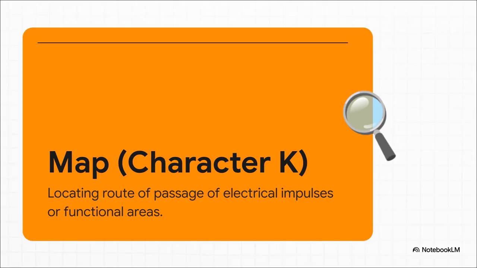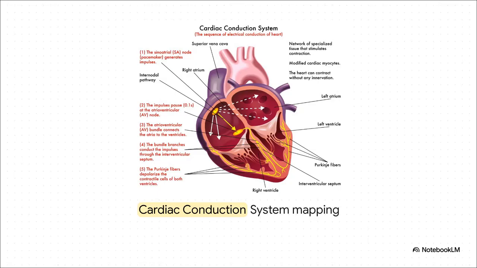Next up, we have MAP, which is character K. Now, mapping represents a very, very narrow range of procedures. It's totally focused on locating the route of electrical impulses or specific functional areas in the body. In fact, you're really only going to use mapping for two specific body systems. It applies exclusively to the central nervous system, think cortical mapping of the brain, and the heart's conduction mechanism, which you can see mapped out here through the sinoatrial node and Purkinje fibers. A common scenario would be intraoperative cardiac mapping during open heart surgery.